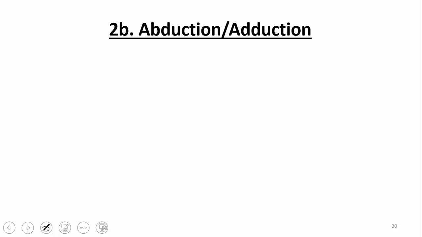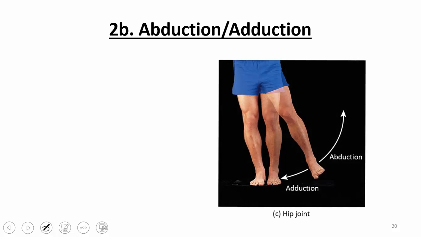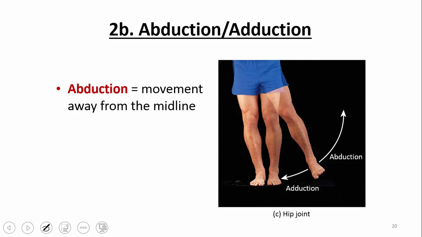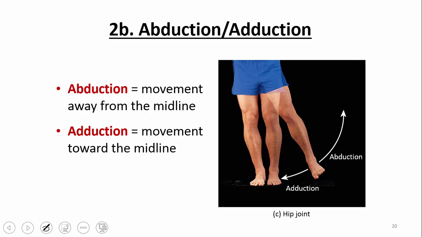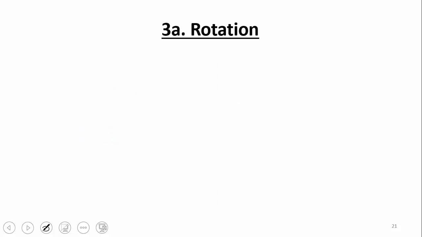Another type of movement or subcategory is abduction and adduction. And they look something like this. As you're moving your leg away from the midline, it's called abduction. As you're moving it towards the midline, it's called adduction. And I always think that you're adding it to your body, right? If you're bringing it down towards your body, you're adding your leg to your body. It's a good way to remember that. And all these movements occur in the frontal plane.